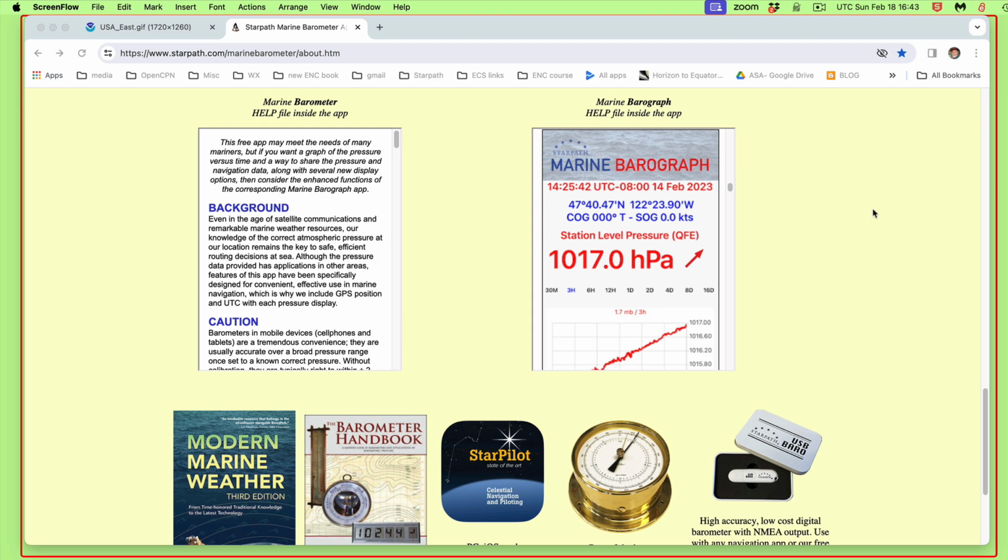The Marine Barograph app itself provides users with accurate values of the atmospheric pressure and, more important, how this pressure changes with time. That's the barograph function that shows this plot I'm going to get to in a moment. In other words, is the pressure rising or falling? Is it fast or slow? And more specifically, what is the rate? If I use an example of units, millibars per hour is a common one in use.